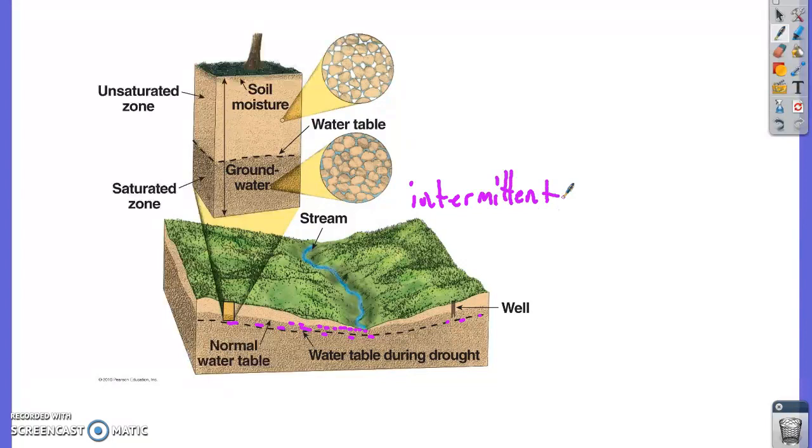Now if we were to drill a well down to the water table, then we can get water from the well. But once again, notice if we don't drill deep enough, during a drought the water table may be lower than our well, and we would either have to re-drill the well deeper or drill a new well because we're not reaching it. So we always want to make sure we drill a well deep enough to get down into the water table and below where it might go in a drought.